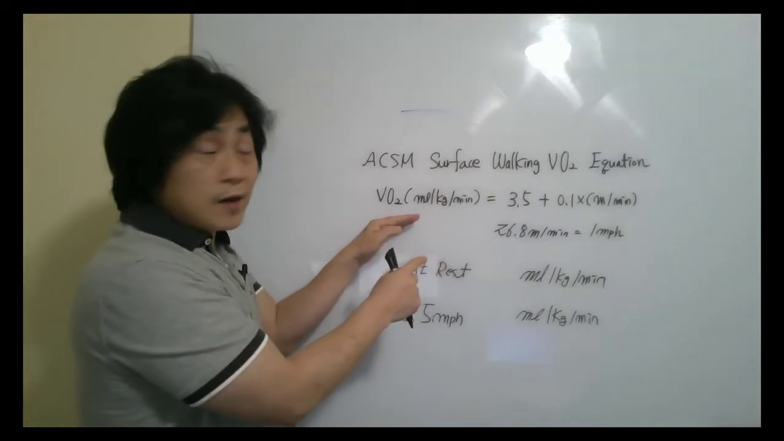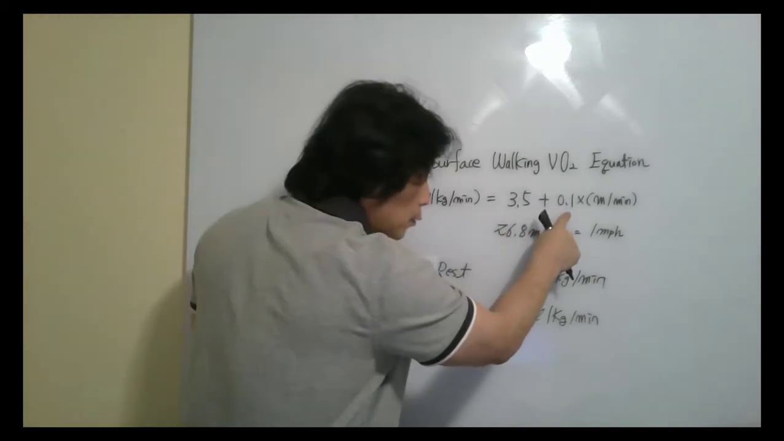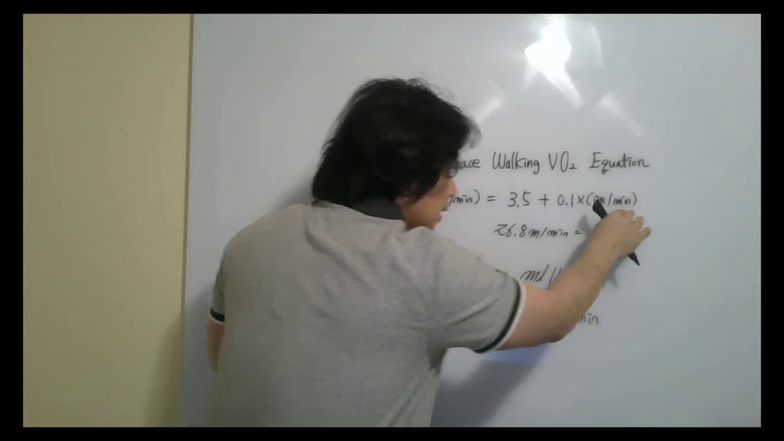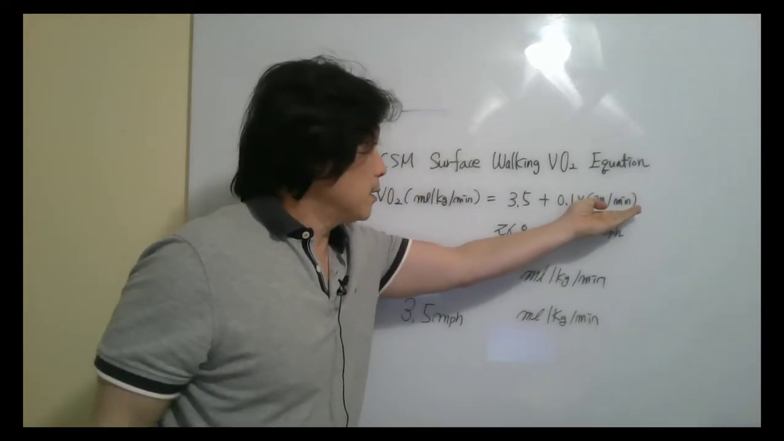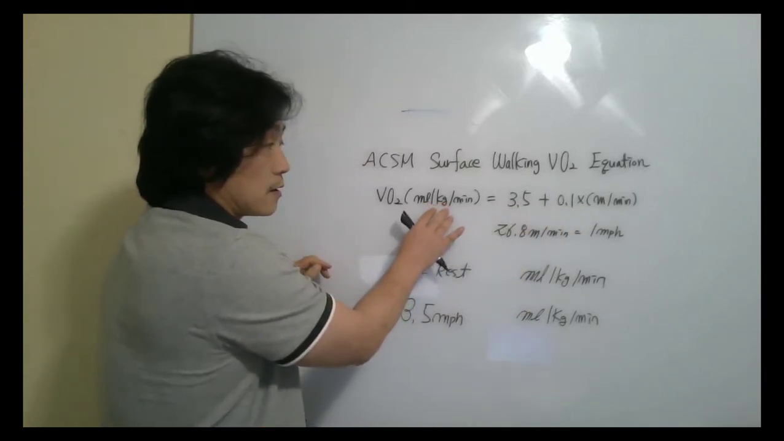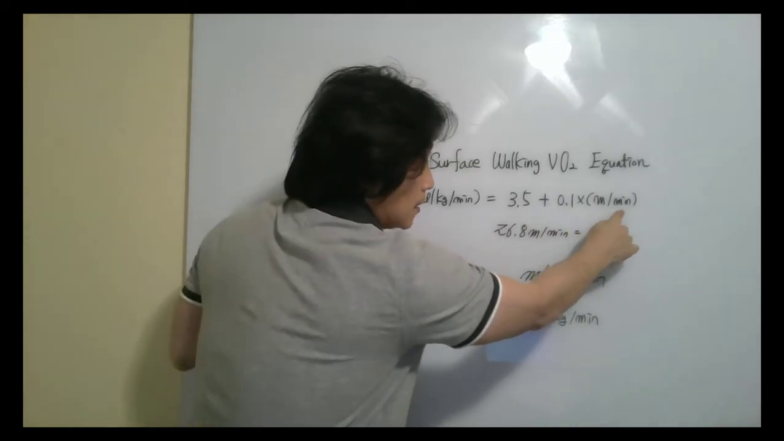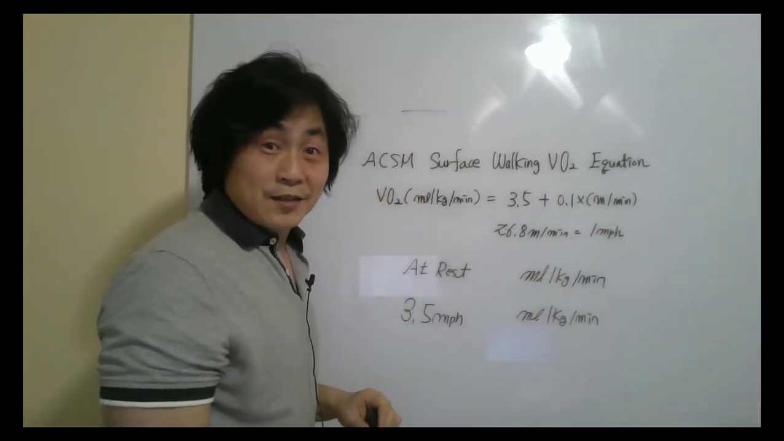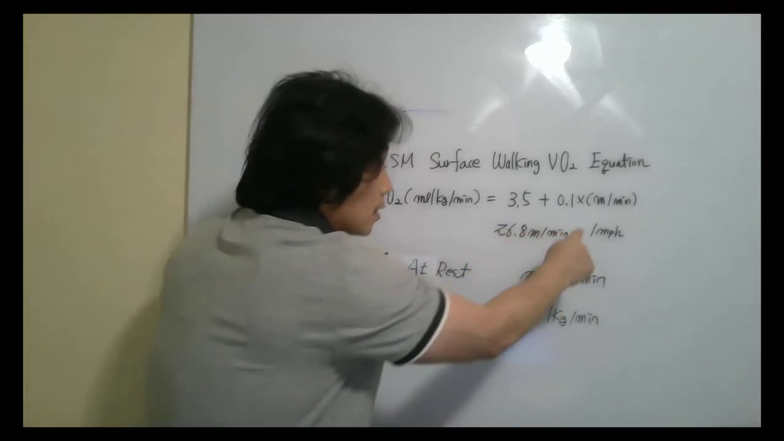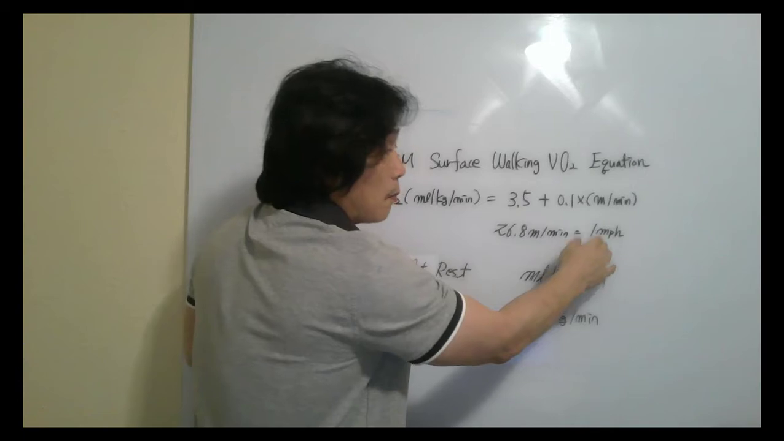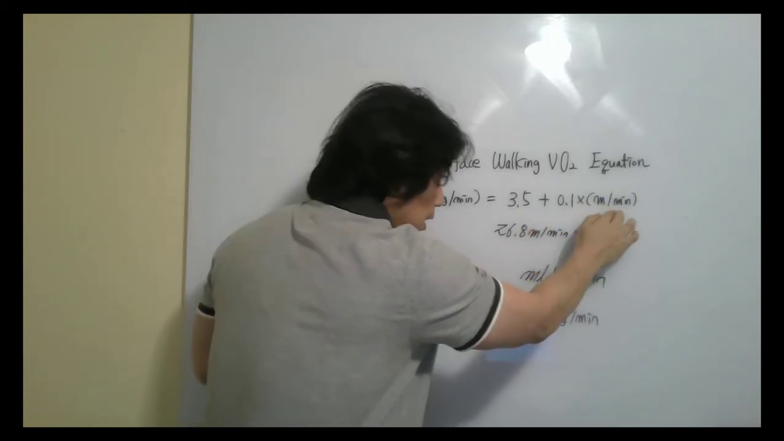The unit is milliliter per kilogram per minute, equal to 3.5 plus 0.1 multiplied by meters per minute. So if you know your exercise intensity, especially walking speed, you can calculate your oxygen consumption. Does that make sense? However, this is meters per minute, and you are not familiar with meters per minute, but you are familiar with miles per hour. So how do we convert to meters per minute? Just multiply 1 mile per hour by 26.8, and it becomes meters per minute.